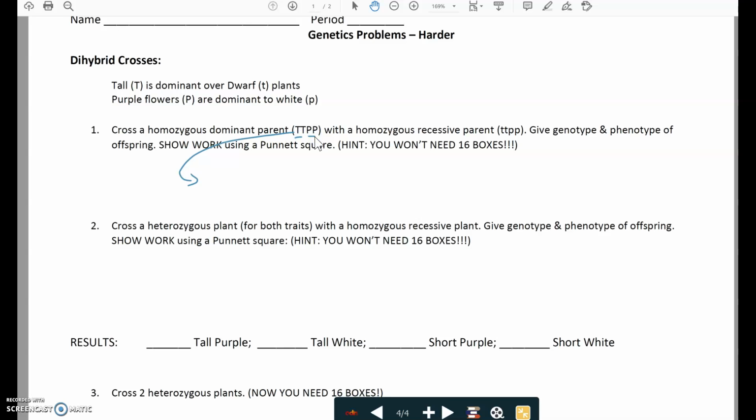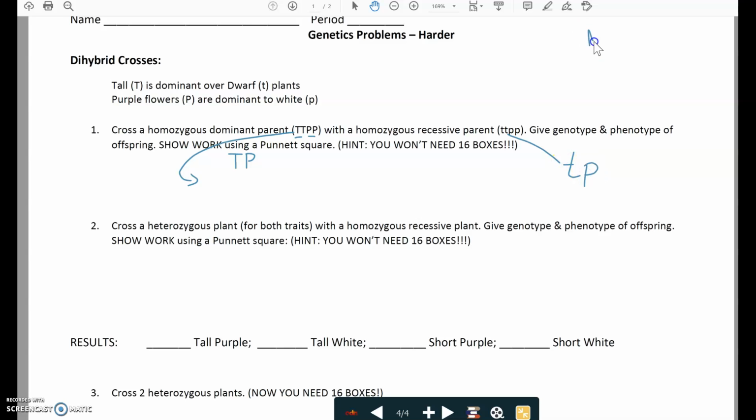Well, our first parent is capital T, capital T, capital P, capital P. So the only thing they can possibly donate to an offspring is big T and big P, right? They can't give little t, they can't give little p. And we only need to write that one time. That's the only possibility they can make. The other parent is recessive for both traits, so they can only give little t or little p.